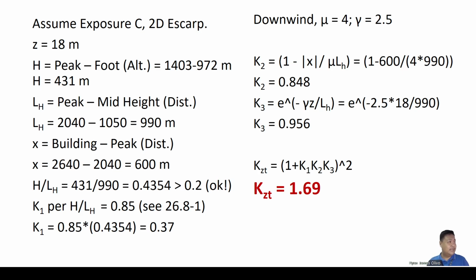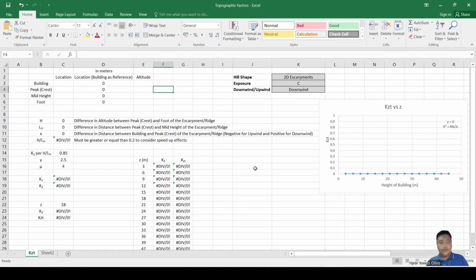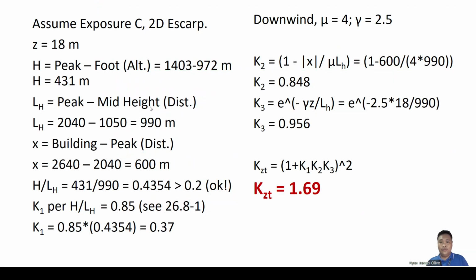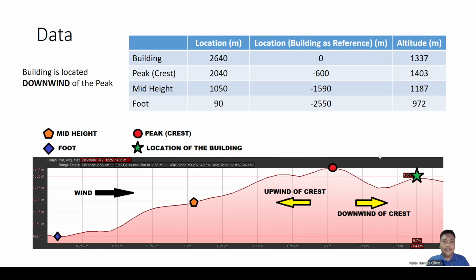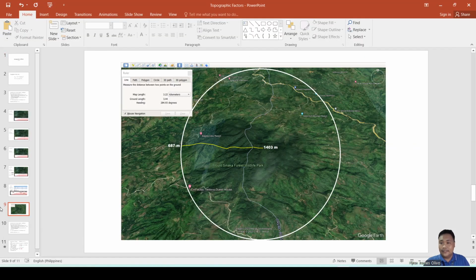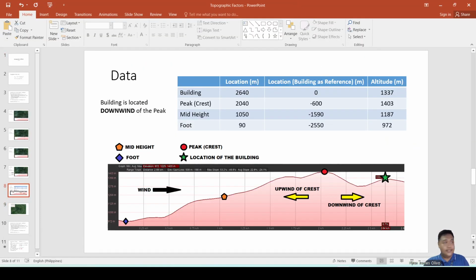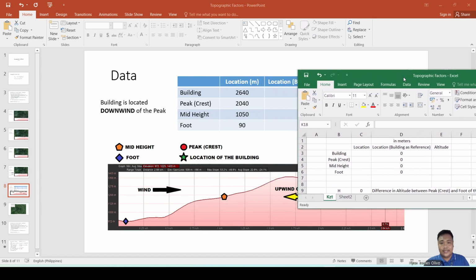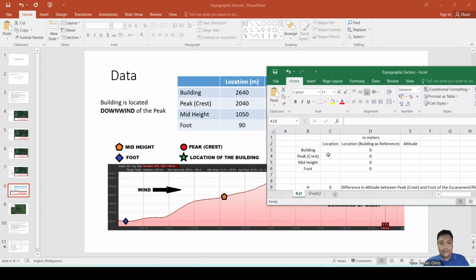So I have here some Excel in which we could try to go back to our data here. Let's try to input this data. If you can see the data here. So the building is 2640, 2040, 1050, and the location of the foot is 90 meters from the original reference. If we make the building as a reference here as 0, then this is the new location.